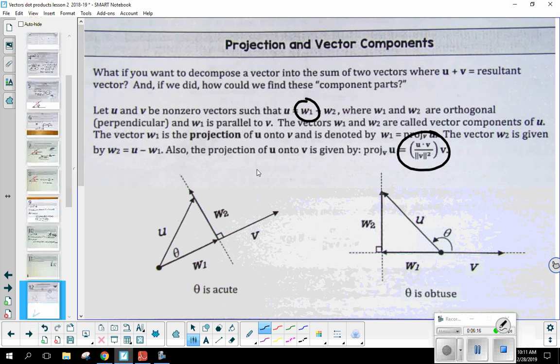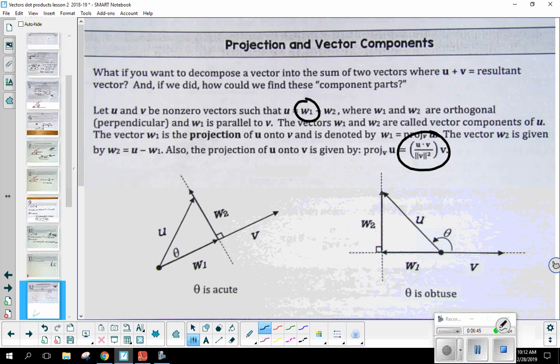Now, give me a few minutes, probably about 5 minutes, because as I go through this, the first part is going to be really confusing. Once we get to an example, I'm hoping that'll make things a little more clear. We know that W1 and W2 are orthogonal. As we said yesterday, that's perpendicular. Again, W1 is parallel to V. The vectors W1 and W2 are called vector components of U. The vector W1 is the projection of U onto V and is denoted by this right here.